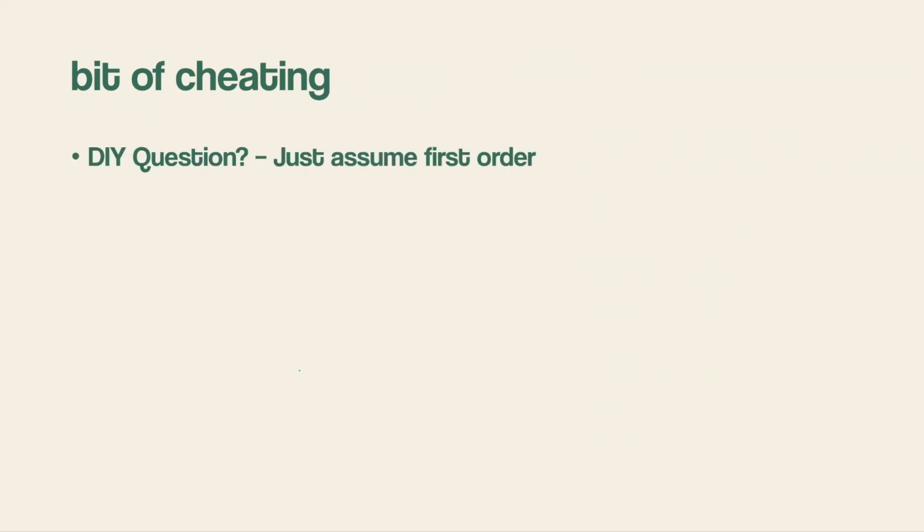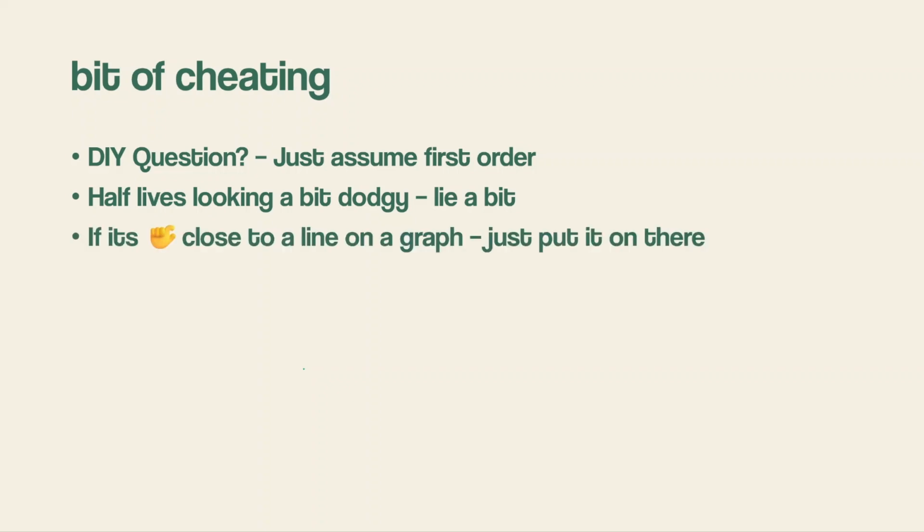So for a DIY question, you just assume first order. I've never seen it be work out the initial rate of this graph and it be 0 order or second order. It's always basically first order. If the half-lives are looking dodgy, just lie, okay? If you have 2 half-lives that are constant and then your third one is way out of range, that could literally mess up your whole value for the rate constant, okay? So just lie. This is what I mean by lying.